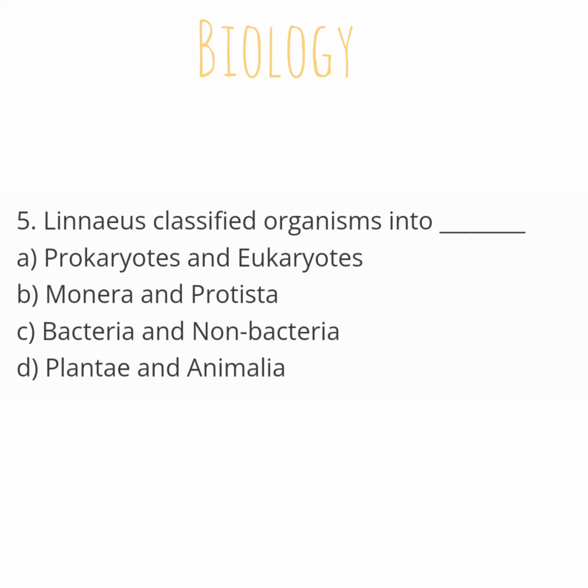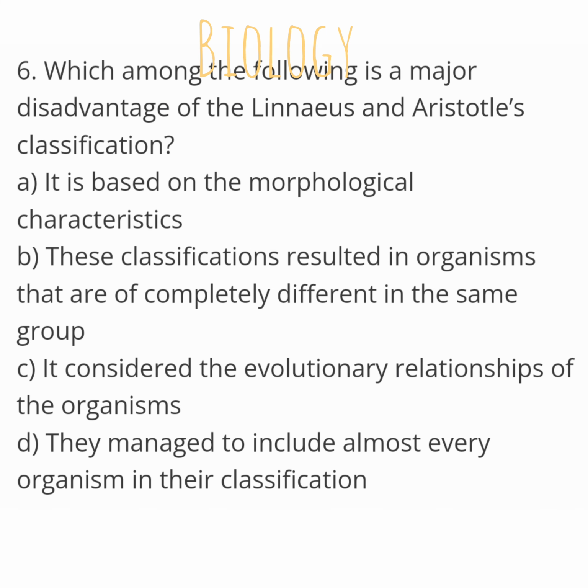Linnaeus classified organisms into prokaryotes and eukaryotes, monera and protista, bacteria and non-bacteria, plantae and animalia. And the answer is plantae and animalia. Which among the following is a major disadvantage of Linnaeus and Aristotle's classification? It is based on the morphological characteristics. This classification resulted into organisms that are completely different in the same group. It considered the evolutionary relationship of the organism. They managed to include almost every organism in their classification. The answer is this classification has resulted into organisms that are completely different in the same group.